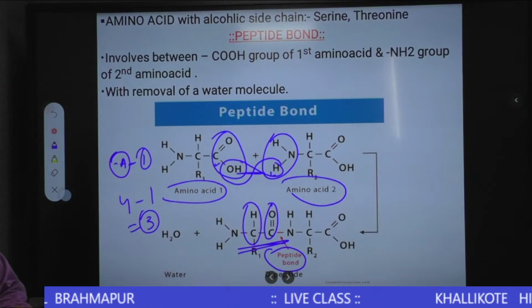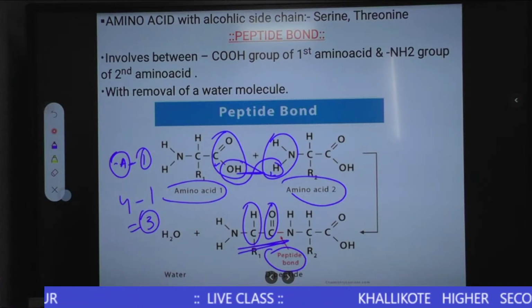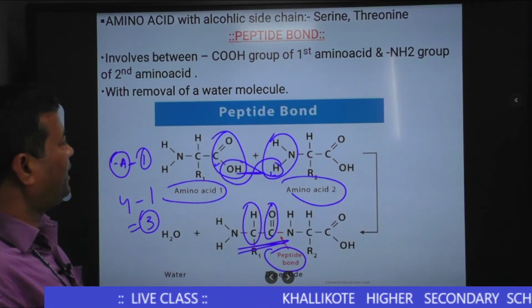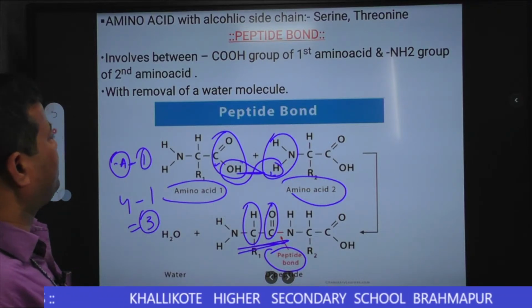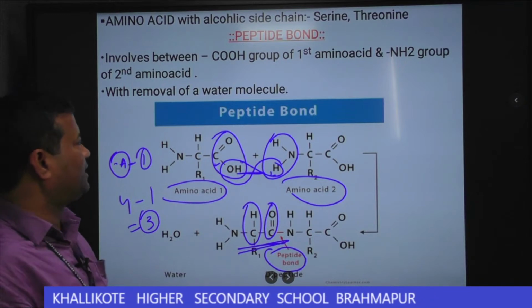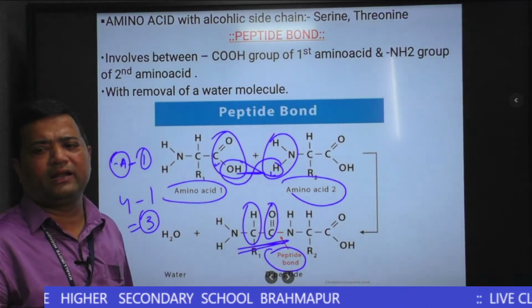Peptide bond is responsible for synthesis of protein molecule or polypeptide. These are the last part of the amino acid. In the next class we will discuss about protein and lipid.